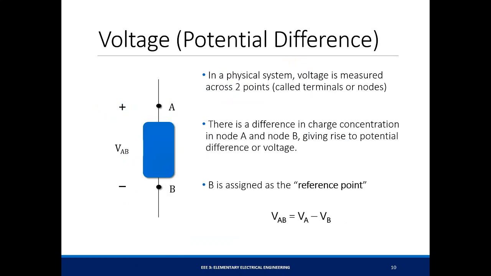So the voltage is just the difference in potential between 2 points. In a physical system, it's measured across 2 points called nodes. And there is a difference in charge concentration in node A and node B, giving rise to what we call potential difference. So B here is assigned as the reference point of this device right here. So you always measure the voltage between two nodes.